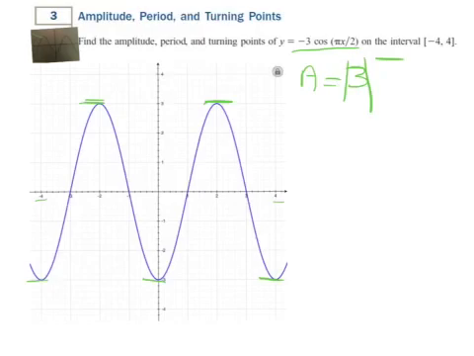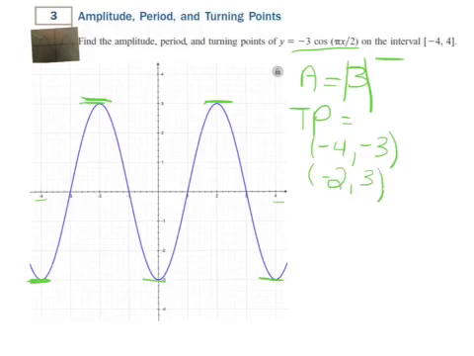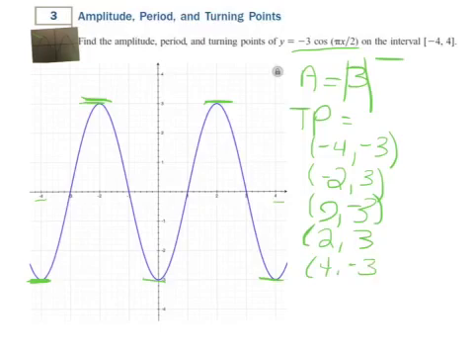All right, so my turning points, and again, remember that they're points, so you can't just put -4. It's -4, -3. That's this one here. And then the next one would be -2, 3. And the next one is 0, -3. And then we have 2, 3. And the last one is 4, -3.